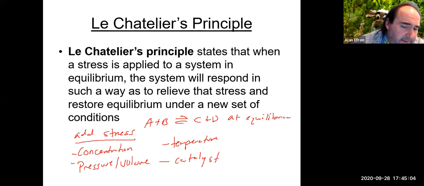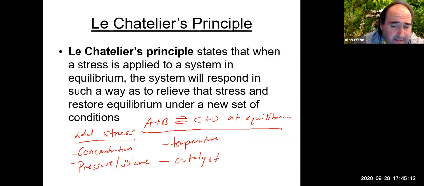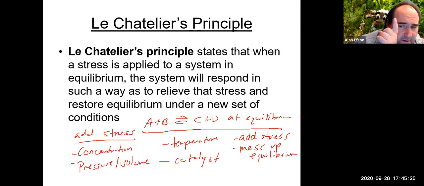And what happens to the system that's at equilibrium is when we add a stress to it, what we essentially will do is mess it up. So we add a stress, we mess up the equilibrium. And basically what that means is at that point, when you do that, you no longer have the rate of the forward reaction equal to the rate of the reverse reaction. So what's going to happen is it wants to get back to equilibrium. So what this reaction will try to do is return back to equilibrium.